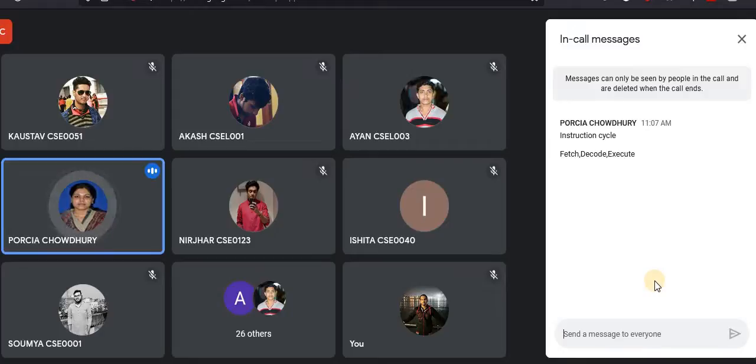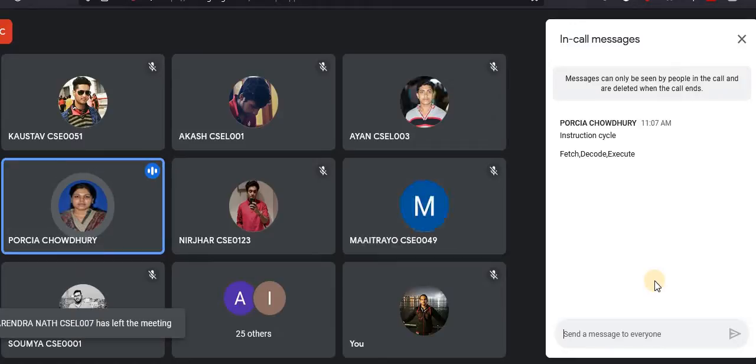Then we will fetch the operands from memory or register. Now operands are values, so we don't need to decode them. Operands are direct values, whatever it is, it's a direct thing. So we don't need to decode it. Just fetch the operand or operands from memory or register. After that, execute the whole instruction with the help of the operands, and then store the output result to the memory or register.